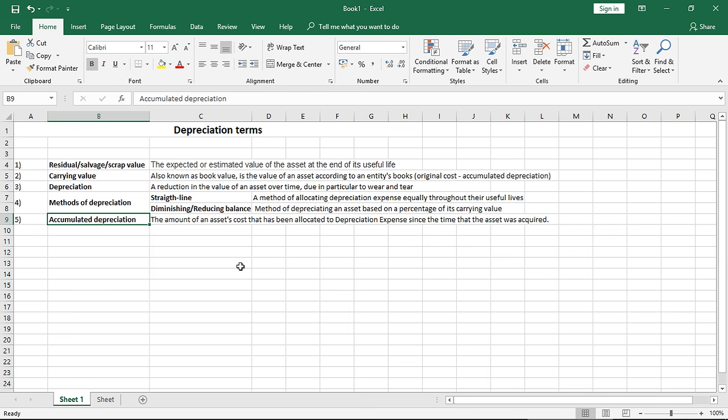What does this mean? This means that whatever depreciation has been calculated and deducted from the asset every year, all those depreciation amounts, so let's say depreciation from 2 years ago, depreciation from a year ago, and depreciation for this year, all that depreciation added together is called accumulated depreciation. It's depreciation that has been accumulating over time. And that's a basic explanation of the terms that you'll need to understand depreciation and to be able to calculate it effectively.